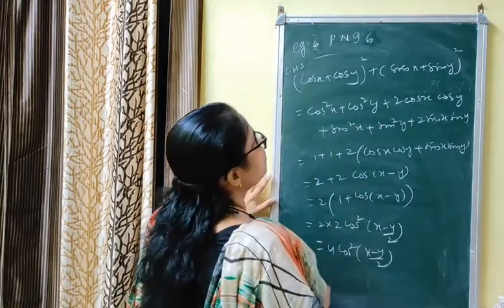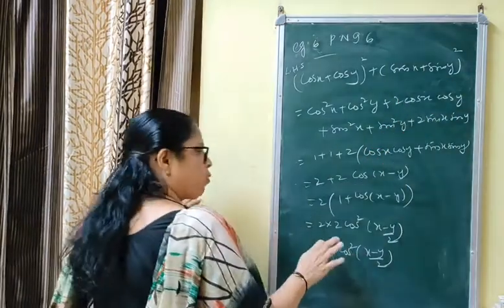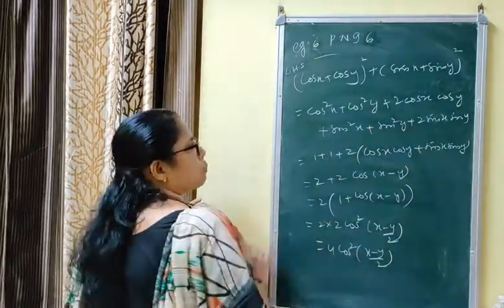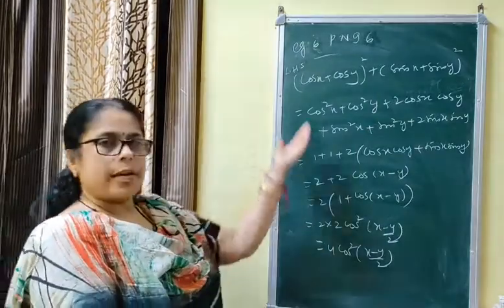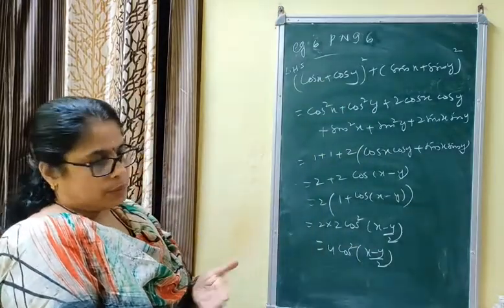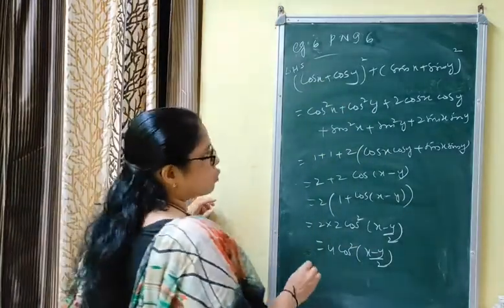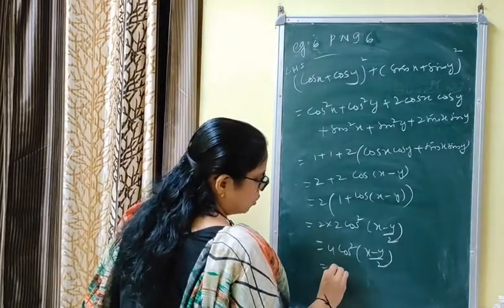Wait, let me check. The question is sin x minus sin y, but we solved the question using sin x plus sin y. I did the question with sin x plus sin y, so you do it yourself with sin x minus sin y. So we got one extra question from your RD, that is 4 cos square (x minus y) by 2, which is equal to RHS.